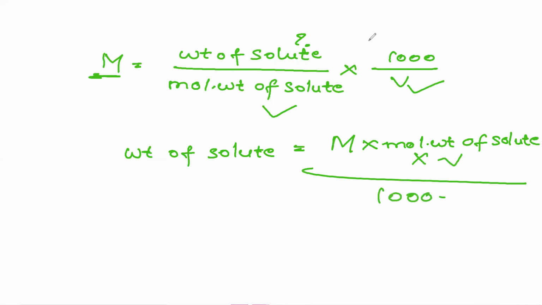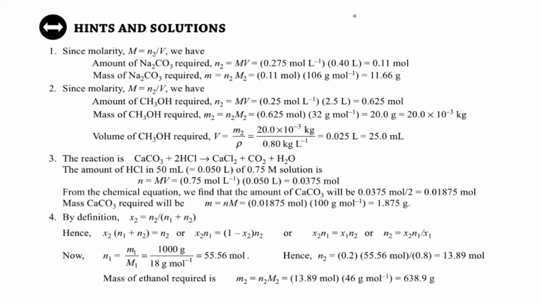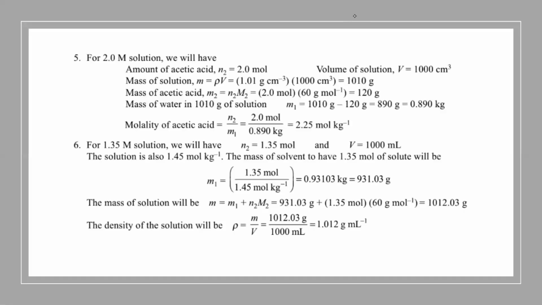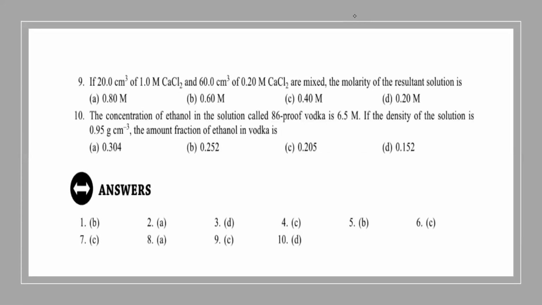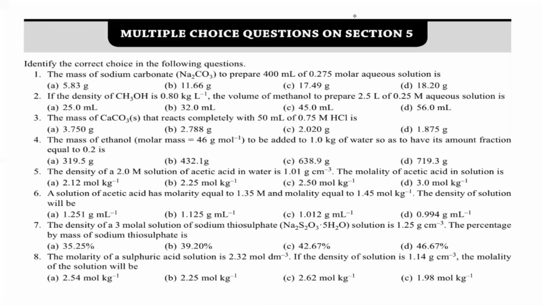Opening the previous slide. Molarity is given as 0.275, volume is given as 400, and the molecular weight of sodium carbonate is 106. By substituting these values into the formula, you'll get the answer 11.66 grams. So the answer is option B.